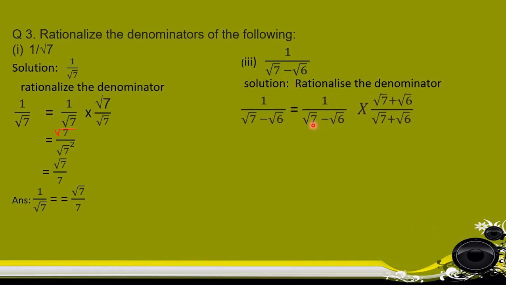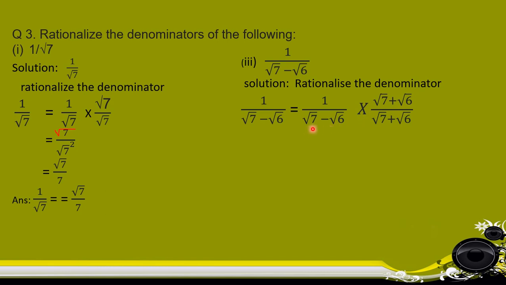So 1 upon root 7 minus root 6 multiplied by root 7 plus root 6 upon root 7 plus root 6. Observe here, this is the minus sign, but when we multiply and divide, the sign changes and it becomes positive. So if the sign is negative, place the positive sign. If the sign is positive, place the negative sign. Now do the multiplication. 1 into root 7 plus root 6 becomes root 7 plus root 6.